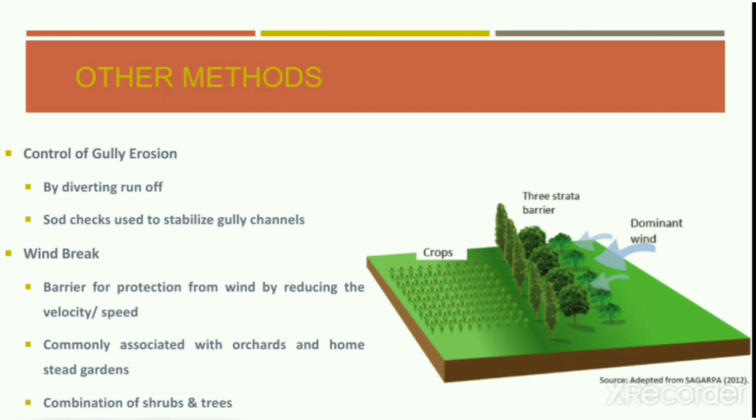Windbreak is one of the principal methods of reducing the surface velocity of wind. As we all know, it reduces the abrasive and transportation capacity of the wind through vegetation. A windbreak is a barrier for protection from the winds, commonly associated with some homestead gardens or orchards, while a shelter belt is a longer barrier than a windbreak, consisting of a combination of shrubs and trees intended for the protection of field crops from a soil and moisture conservation point of view.